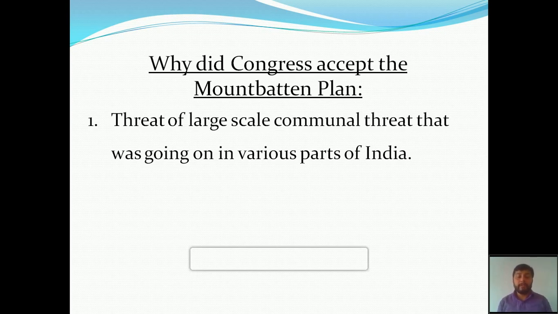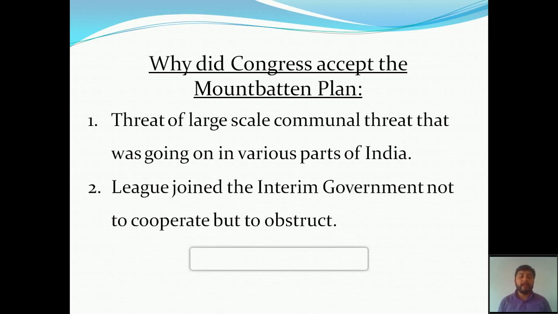That's the first point. And the second one says that the Muslim League joined the interim government not to cooperate but to obstruct, which means there was an interim government. Interim government means mid-term government, which does not last for a long time, because we have already seen that when the leaders were discussing the freedom of the country, an interim government was formed in India with the support of the Congress, Muslim League and the British.